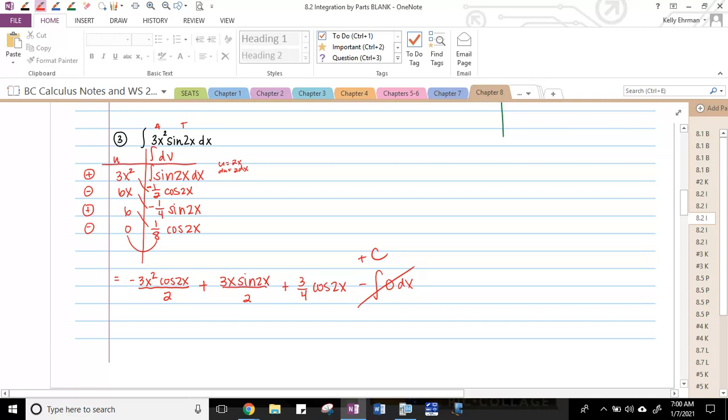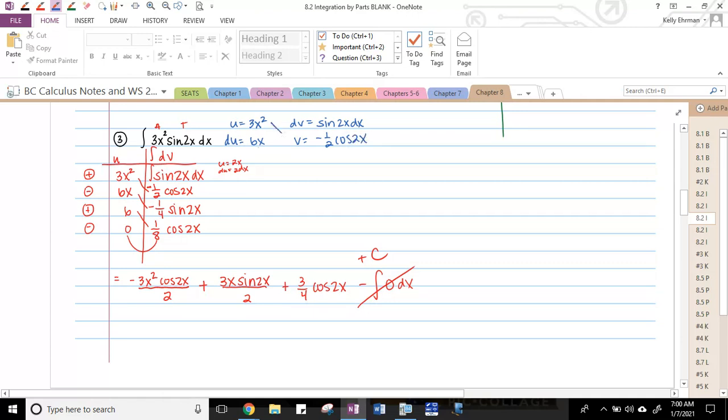Now, if you were doing this by hand, I do want to show, this is the last one we're going to do the long way. I do want to show what would happen if you're doing this with the formula. So let's keep our same, let's see. If u is 3x squared and dv is sine 2x dx, du would have been 6x. V, we already did this one, was negative 1/2 cosine of 2x.